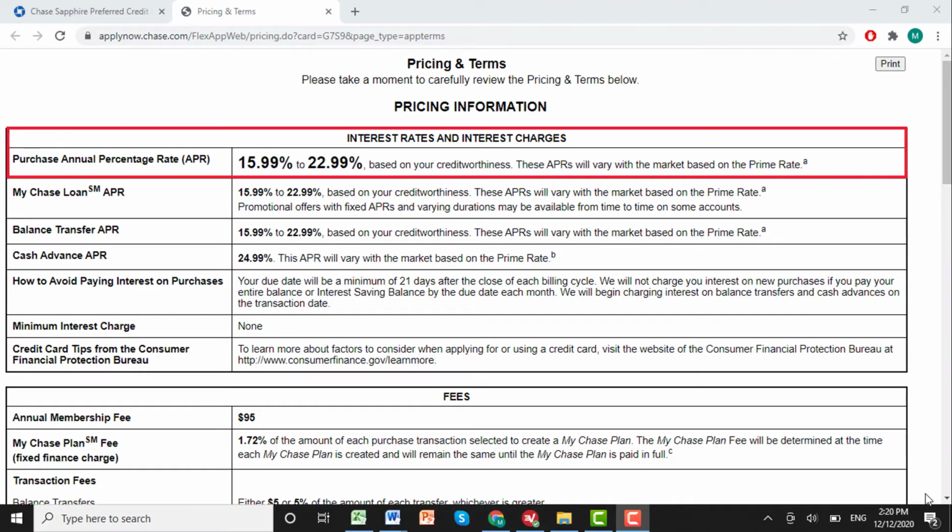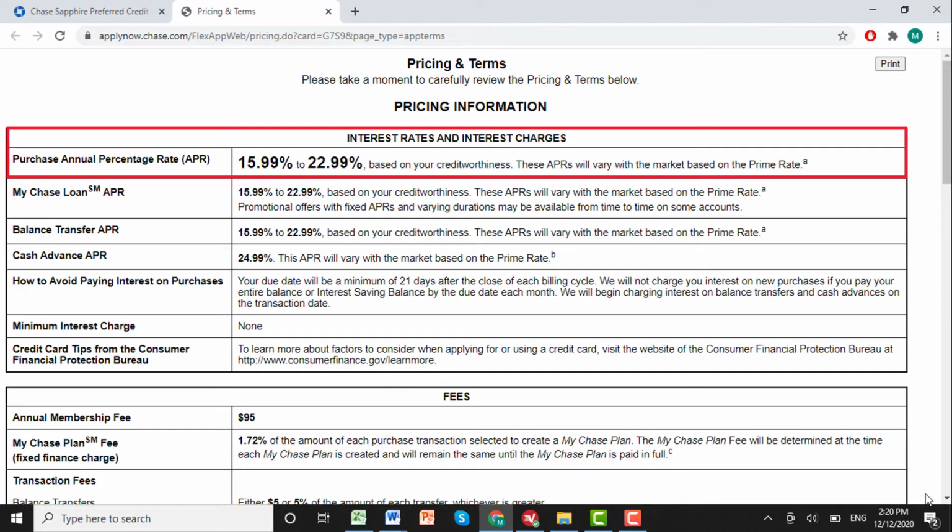So in the APR section, it'll always tell you if the rate is variable or not. So here it says the APR will vary based on the prime rate. So what is a prime rate? A prime rate is a benchmark rate that banks use to lend to their most creditworthy customers, and these are usually big companies, not individuals.